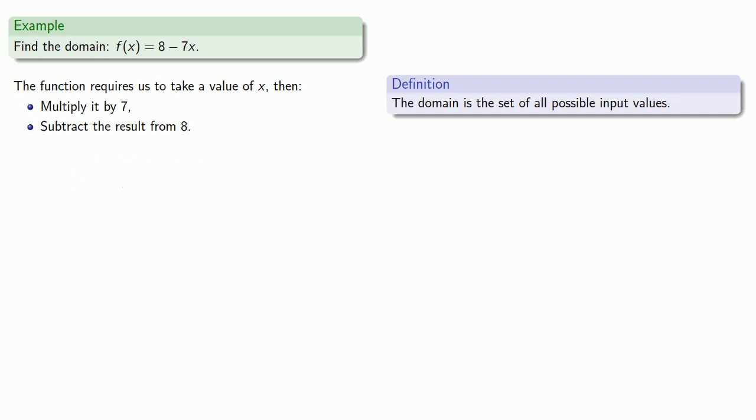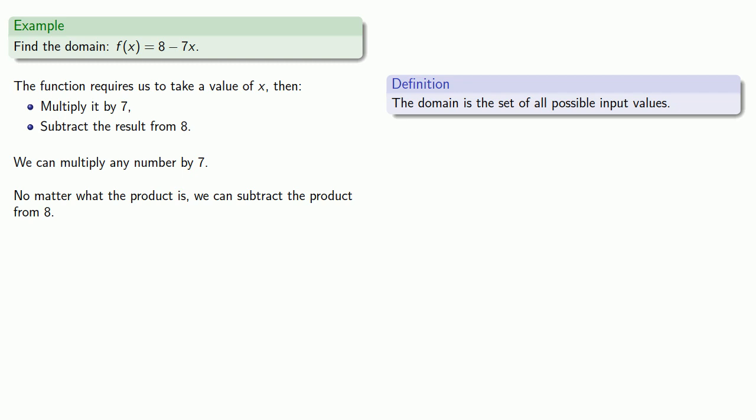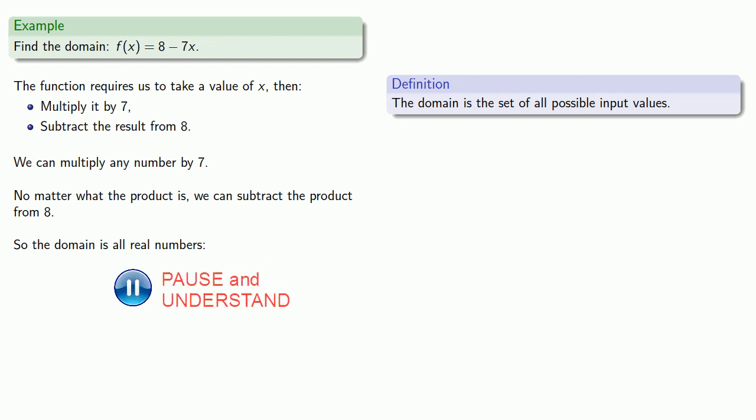So what can we do that to? Well, certainly we can multiply any number by 7, and this will give us some number. But no matter what the product is, we can subtract the product from 8. And so the domain is all real numbers. Any real number can be input into this function. So we can write our domain in interval notation. X can be any number between minus infinity and positive infinity.